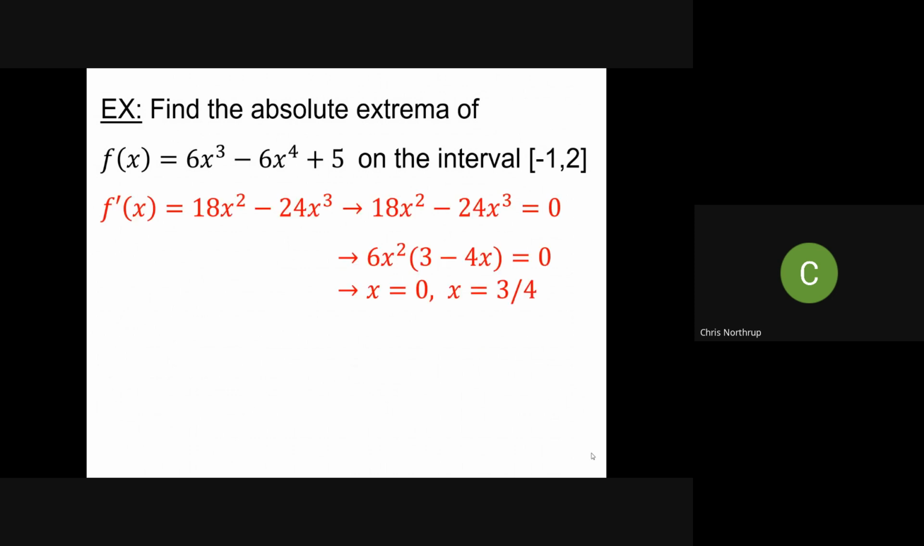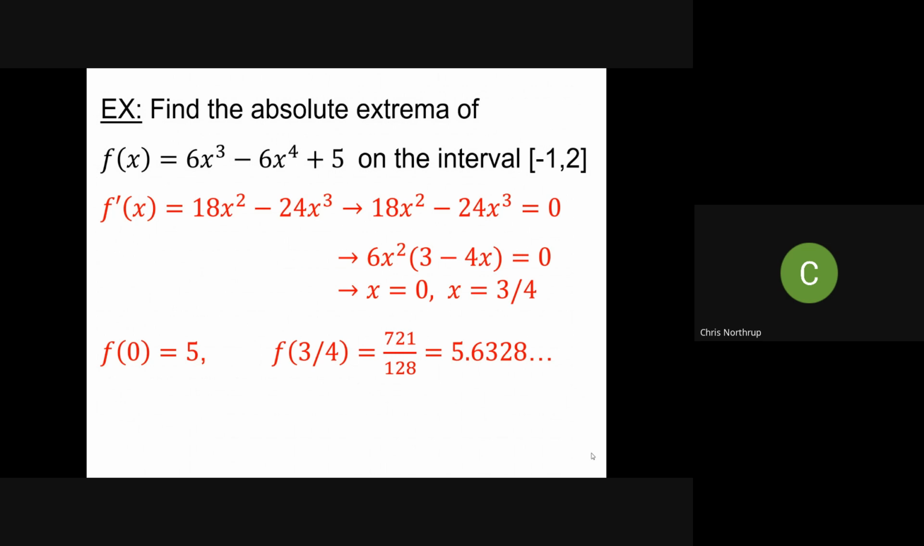All right, here's my derivative, set equal to 0. Found my critical numbers, looks like 0 and 3/4. Then let me go ahead and plug into my function. f(0) looks like it's a 5. f(3/4) looks like it's 721/128, which is about 5.6 and some change. So it seems like my minimum would be a 5, and my maximum would be about 5.6 and some change.